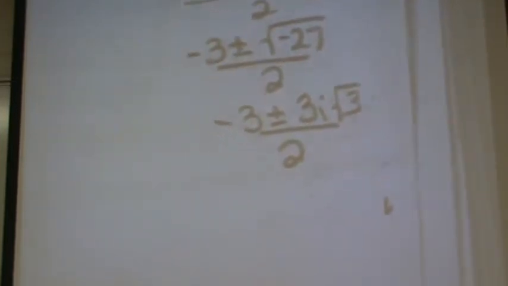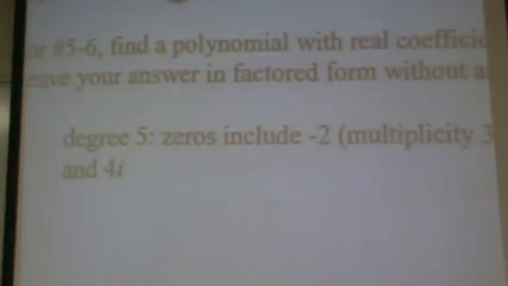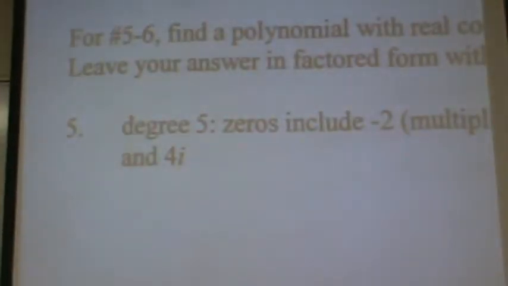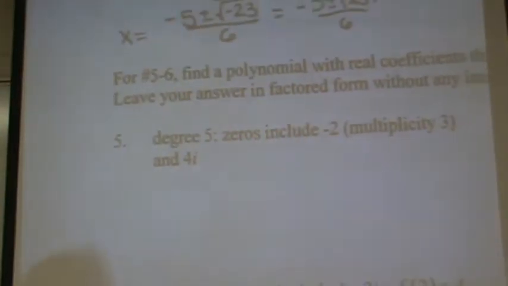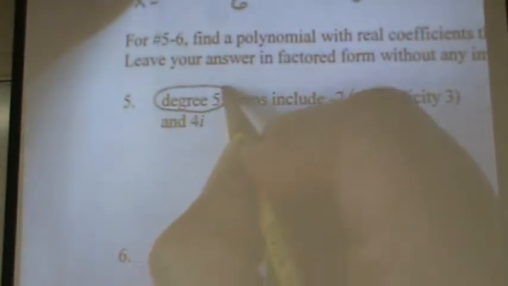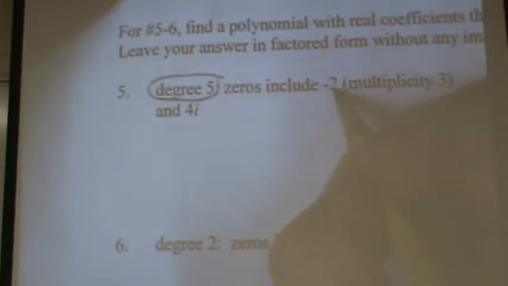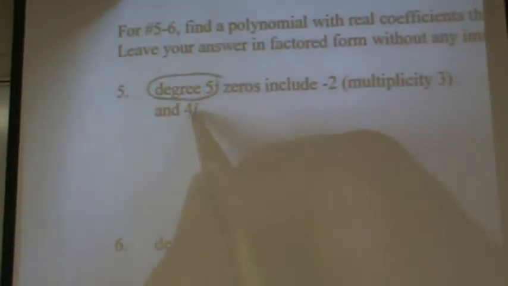Okay, the next 4 you guys seem to have trouble with. These were from section 4.6. If you did not have a chance to do your homework, this is where these are coming from, the back side, 4.6, and these are all in the book. We're going to do these next 4 together. I want a polynomial with a degree of 5, and my zeros are negative 2, which has a multiplicity of 3, and 4i.